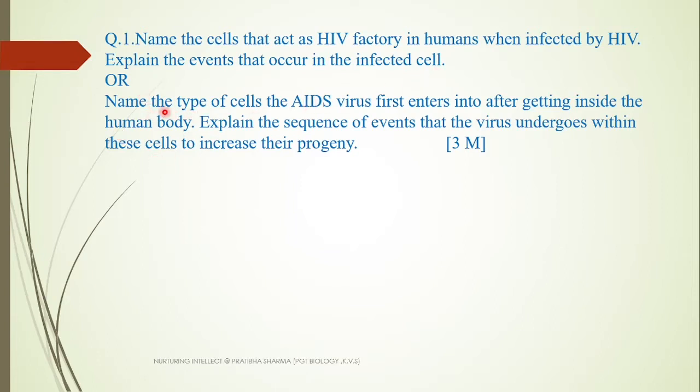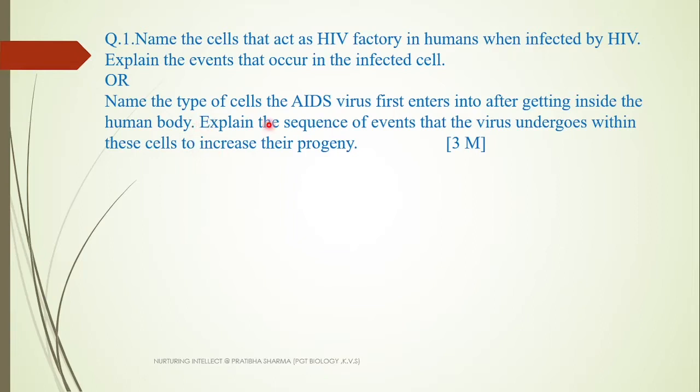Next, name, and the question can be asked like this, name the type of cells the AIDS virus first enters into after getting inside the human body. तो इन दो क्वेश्चन में डिफरेंस आप देखोगे कि यहाँ पे पूछा है नेम द सेल्स दैट एक्ट एज HIV फैक्ट्री when humans are infected by HIV. तो इसमें दोनों आ जाएंगे, मैक्रोफेजेस एंड हेल्पर टी सेल्स.